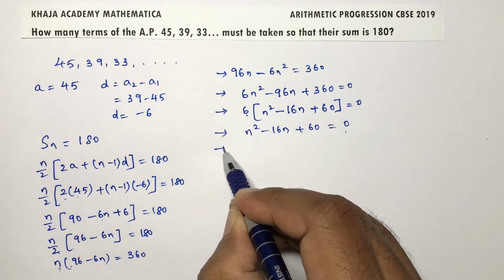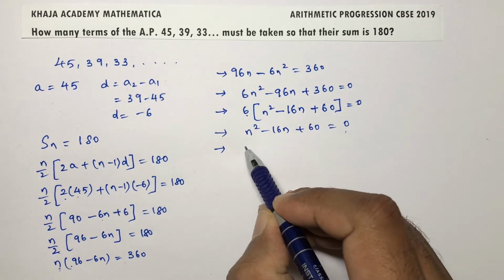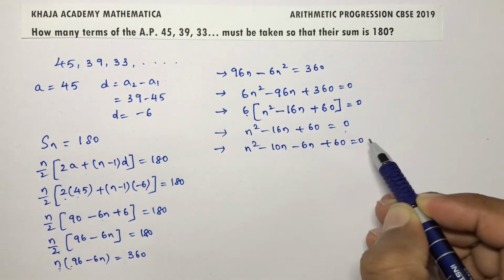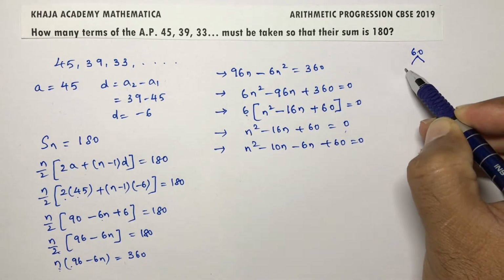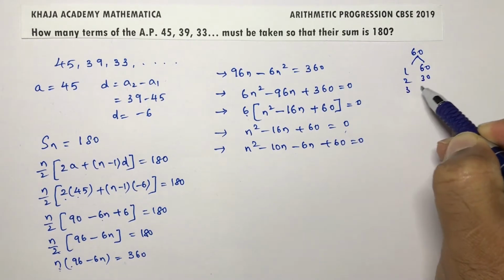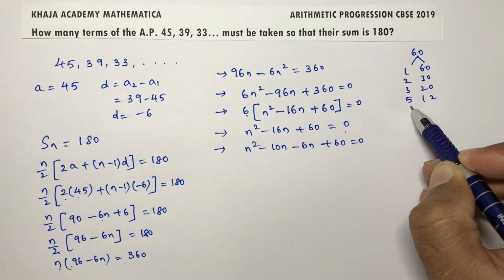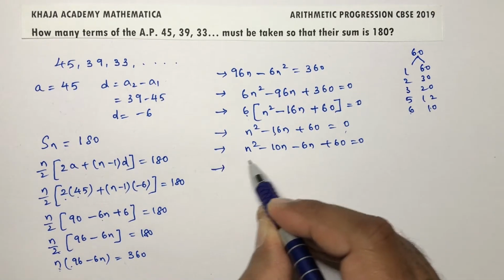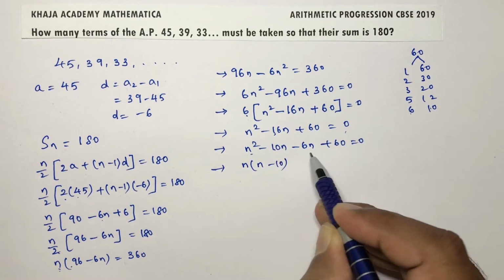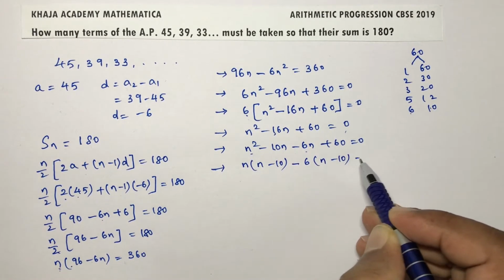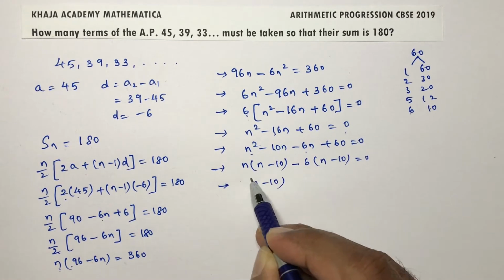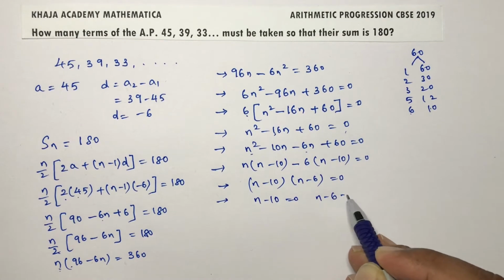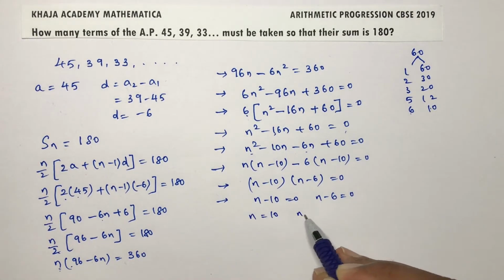Now factorize this. Factors of 60: 1 into 60, 2 into 30, 3 into 20, 5 times 12, 6 times 10. So 6 and 10 will suit here, as minus 6 minus 10 is minus 16. So n square minus 10n minus 6n plus 60 equals 0. In the first two terms take n common, n minus 10. In the next two terms take minus 6 common, n minus 10. So n minus 10 into n minus 6 equals 0. n minus 10 equals 0, n minus 6 equals 0. So n equals 10, n equals 6.